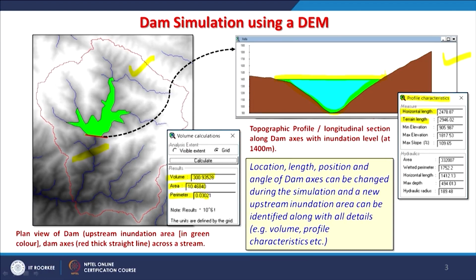Now, these will have two different values, like here the wetted perimeter. The wetted perimeter is the part of the water body which will touch the surface or the ground, that is the perimeter, not the perimeter of this polygon which you are seeing in the left image. So, all these parameters which are required for a civil engineer to decide on or design a dam or a reservoir can be extracted from this exercise, that is dam simulation, employing a digital elevation model in a GIS.